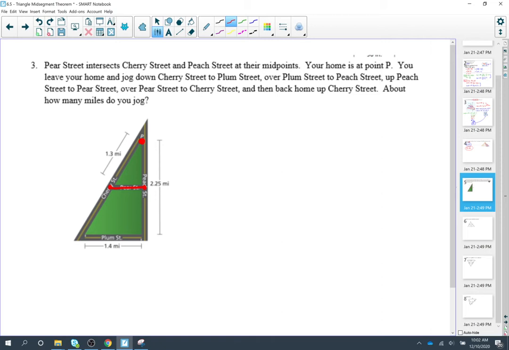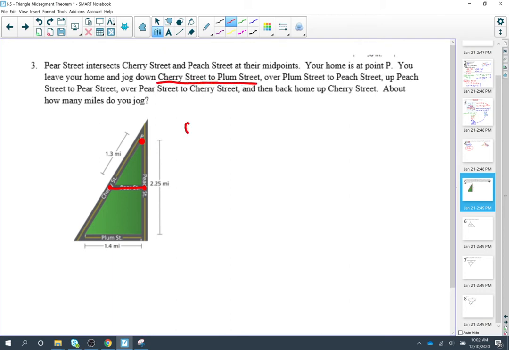So you leave your home and you go down Cherry Street to Plum Street, over Plum Street to Peach Street, up Peach Street to Pear Street, over Pear Street to Cherry Street, and then back home up Cherry Street. About how many miles do you jog? Okay, let's think about this. So you leave your home and jog down Cherry Street to Plum Street.